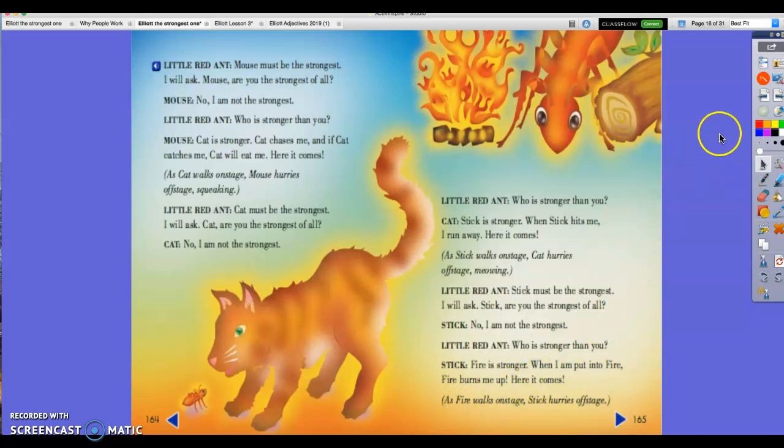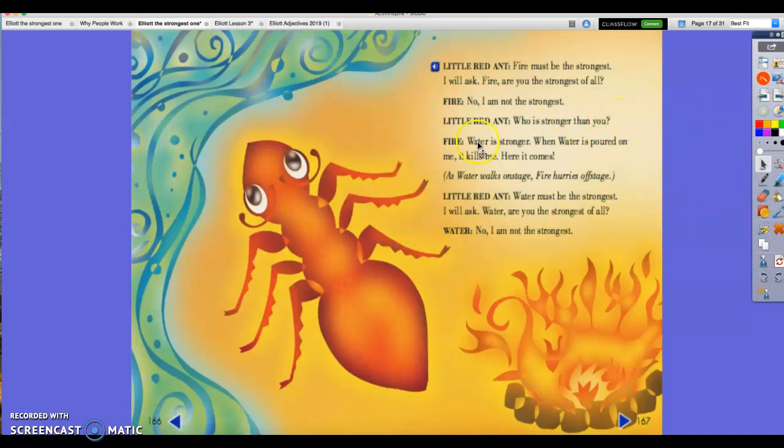Here it comes. So, of course, Little Red Ant thought, Fire must be strongest. I will ask, Fire, are you the strongest of all? No, I'm not the strongest. Well, who is stronger than you? Before we keep reading, let's predict. Let's use clues on the page. What is stronger than fire?